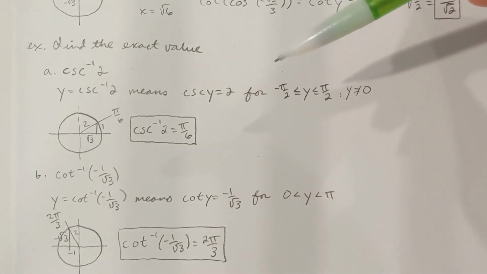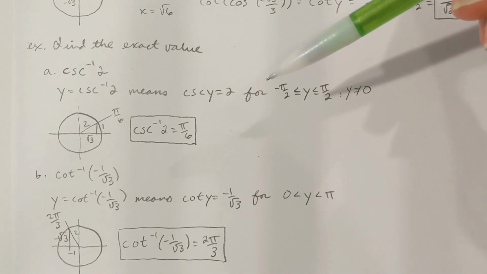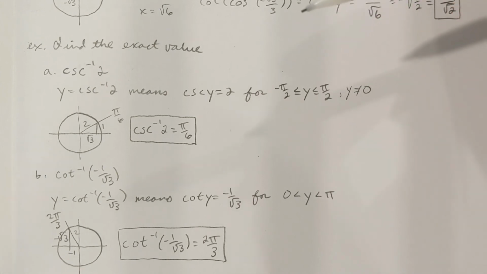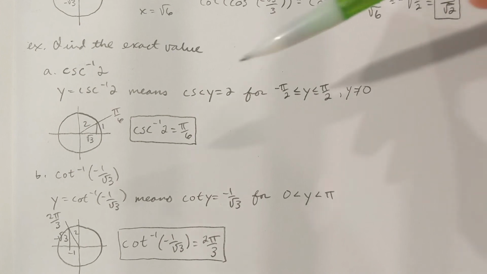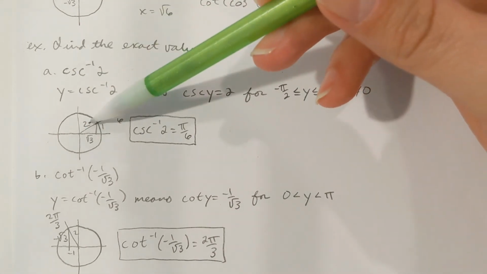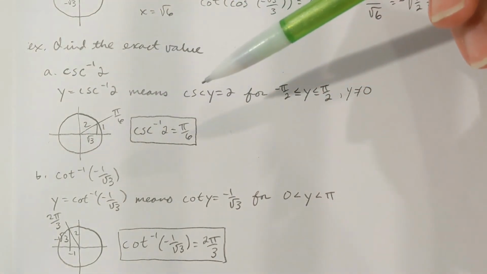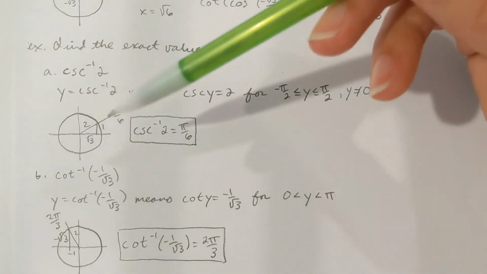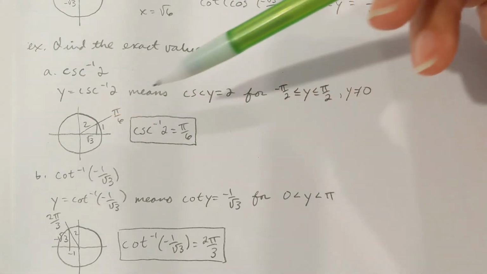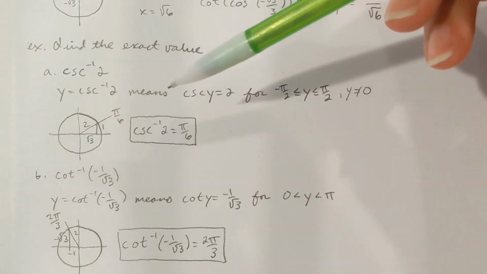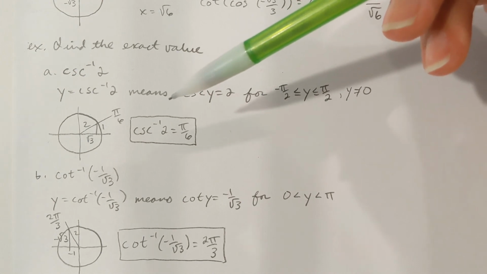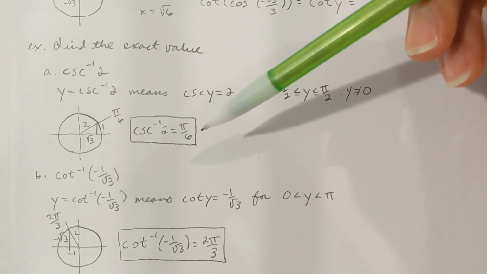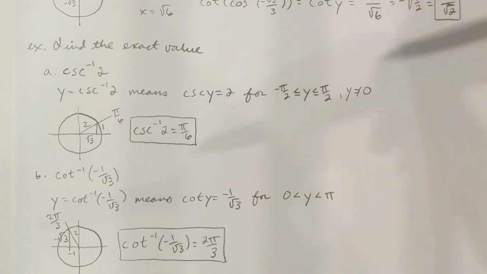Now, sine of an angle is opposite over hypotenuse, so cosecant of an angle would be the reciprocal of that. It would be hypotenuse over opposite, right? So in this triangle, the hypotenuse is 2, the opposite side is 1, and the adjacent side would be root 3. This is one of my common triangles. This is a 30, 60, 90 right triangle, right? I'm working with a 30-degree angle. And so pi over 6 would be the exact value of cosecant inverse of 2.